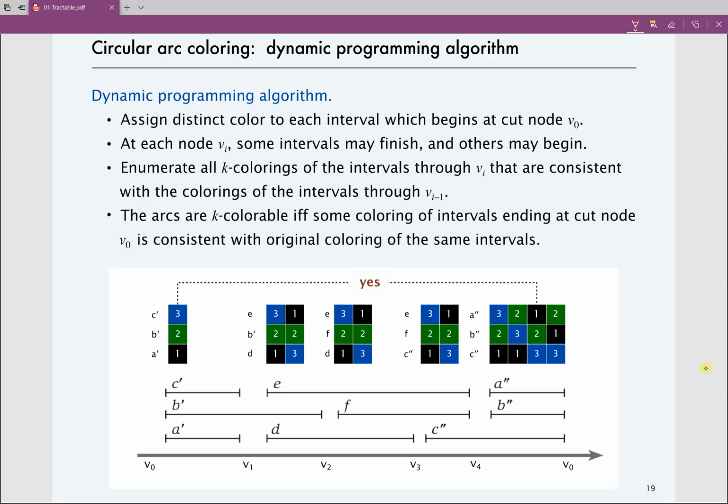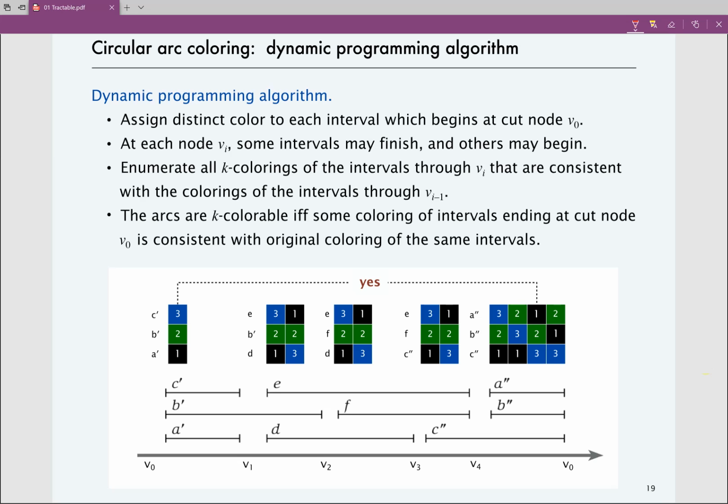So initially we give these nodes colors 1, 2, 3, and once you get to V1, B prime is still going to have color 2, and the remaining colors are going to be 1 and 3. You can actually assign these colors 1 and 3 to E and D arbitrarily. For example, D gets color 1 and E gets color 3, or you can give D color 3 and E color 1. So we have 2 colorings here which are consistent with this initial coloring for A prime, B prime, C prime.